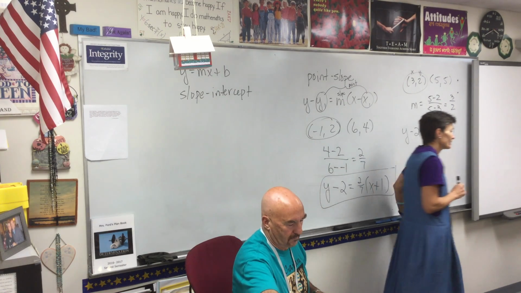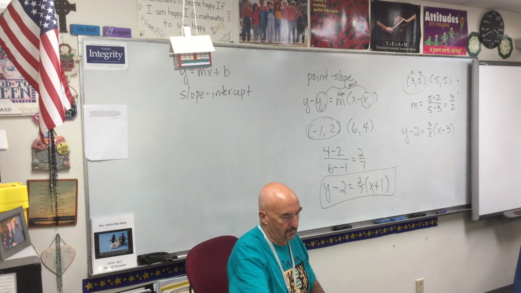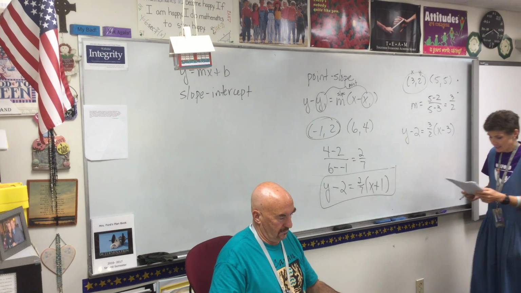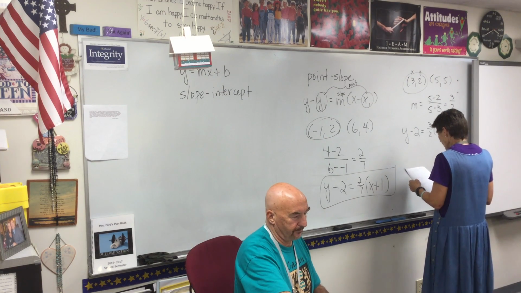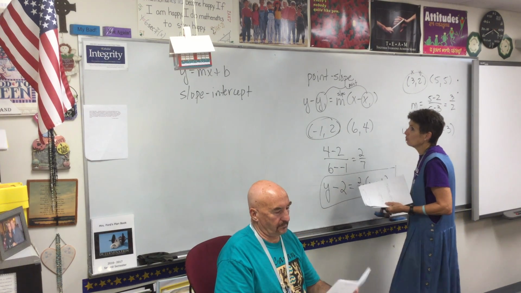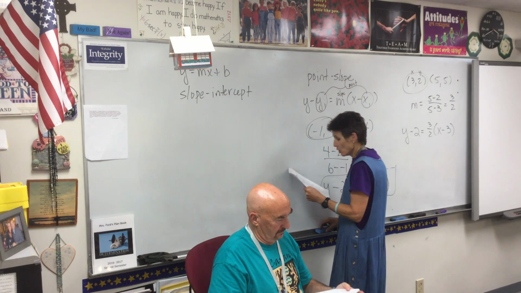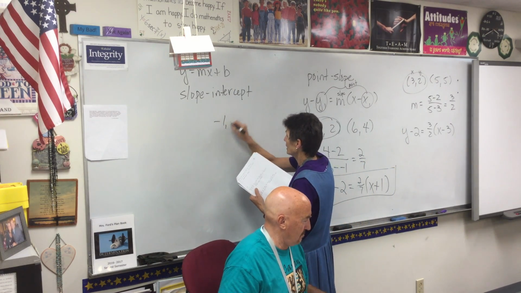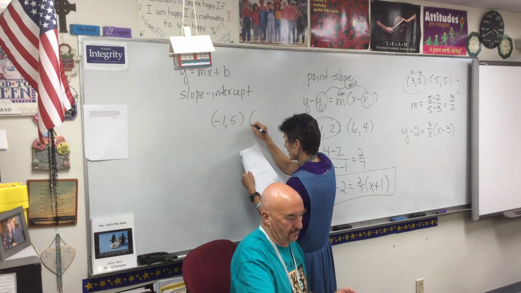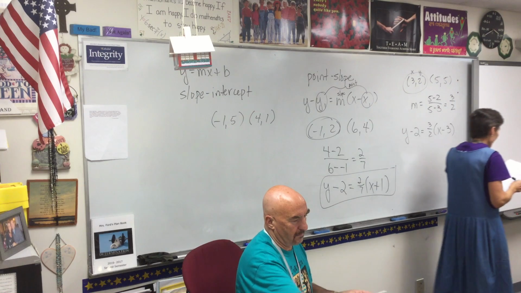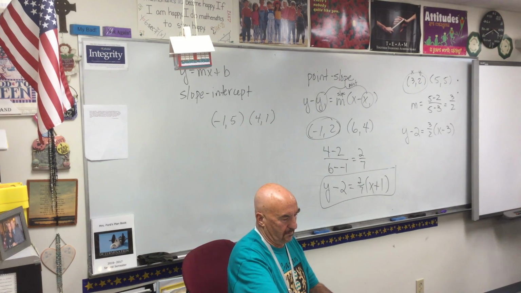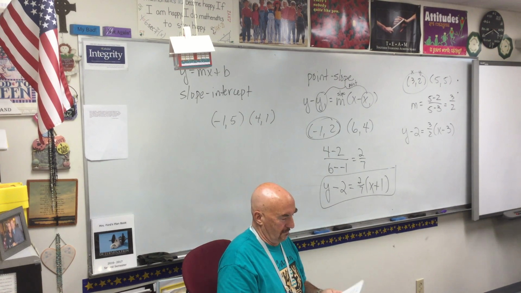Easy. So let's look at the next set. The next set says, write the equation of the line using slope-intercept. So the problem is the same. You got two points, but now we have to use slope-intercept form. Okay?